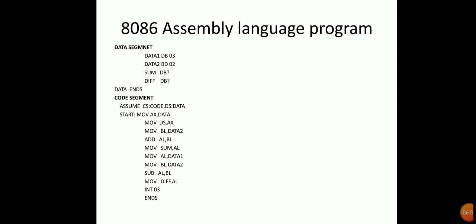Here I am writing the assembly language program. For this program there are 3 repeated execution locations. So I am writing INT 03 and finally END, ENDS, END, that is the end of the simple module. So this is the assembly language programming format in the 8086 microprocessor.